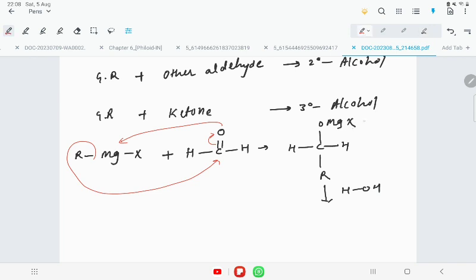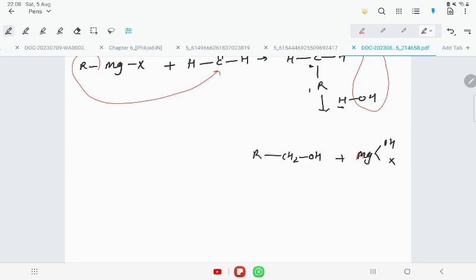HOH. This one is MgOHX, it is going to be out. So here you use this MgOH, and X is out, and you will find this R, and this hydrogen will go here, so it will be R, CH2 and OH. So this is the 1 degree alcohol, right.